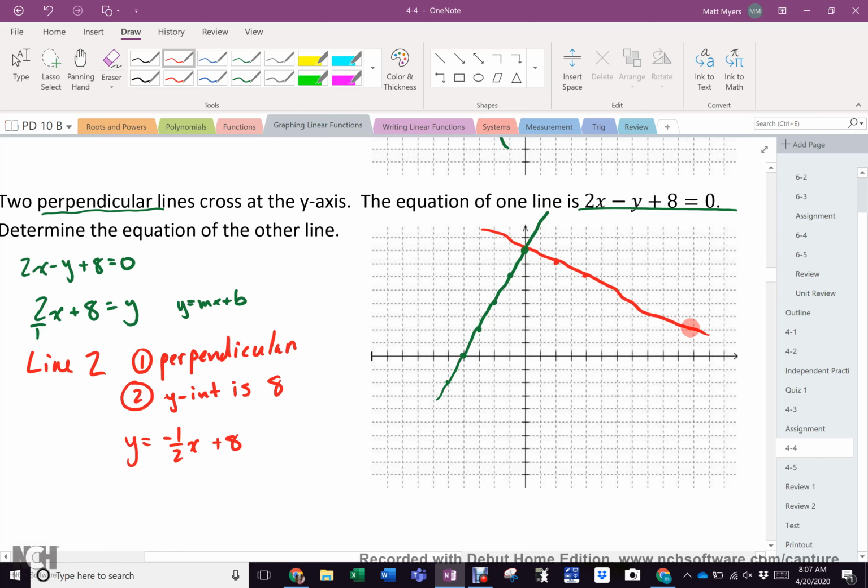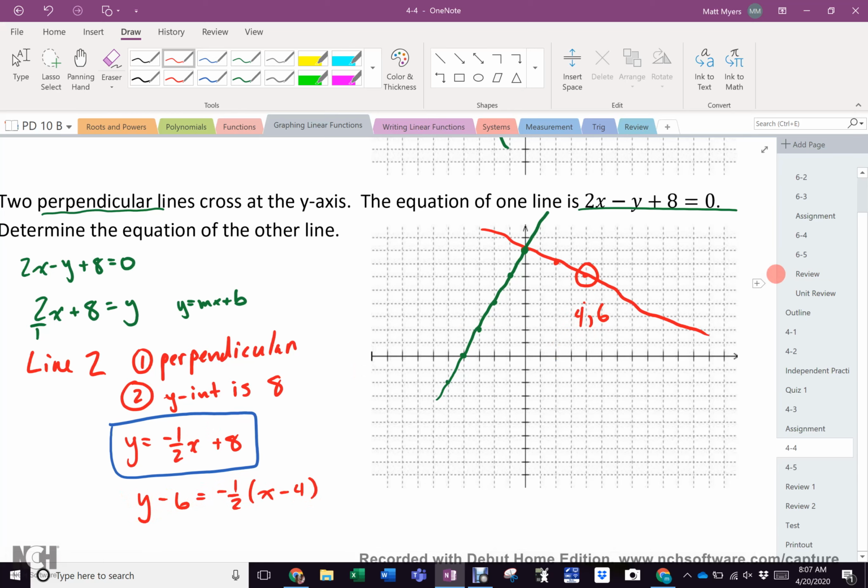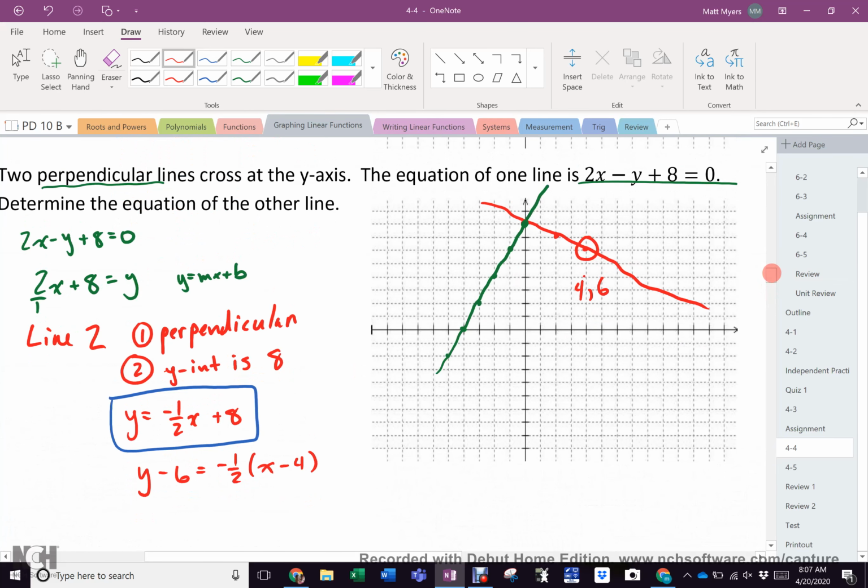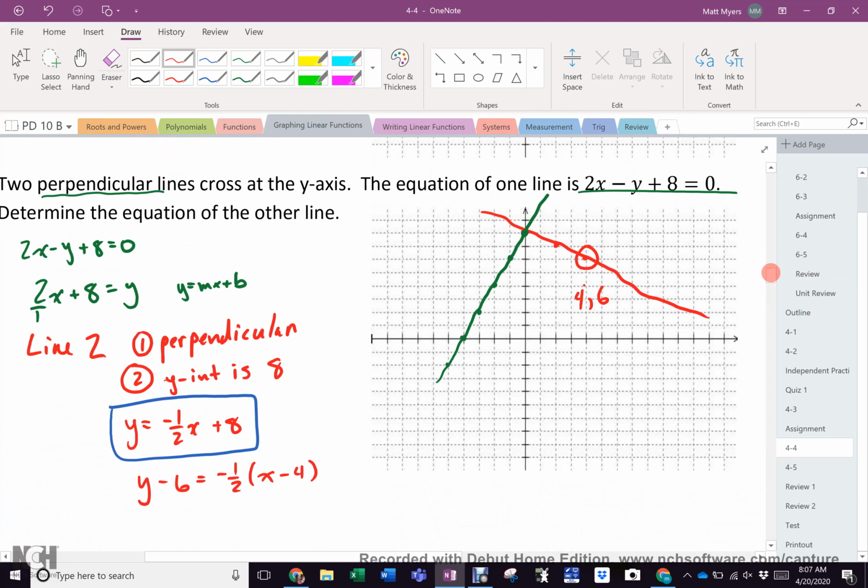Now, you're smart kids. Tell me this equation, but I want to use that point. So that point is 4, 6. So how do I take that point and have this equation? Well, that would be y minus 6 equals negative 1/2 times x minus 4. And then I'd be in point slope form. And I'd be good to go. And believe it or not, ladies and gentlemen, that's all there is to it.